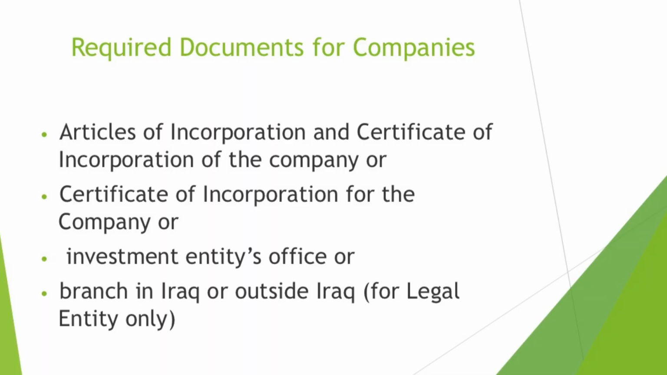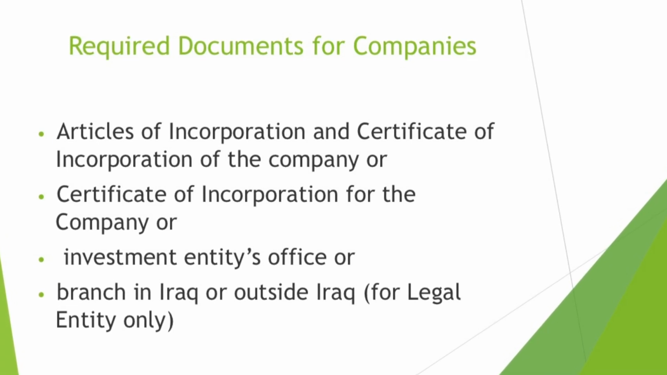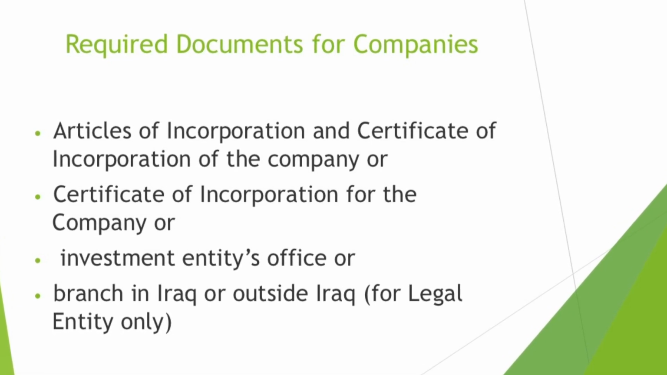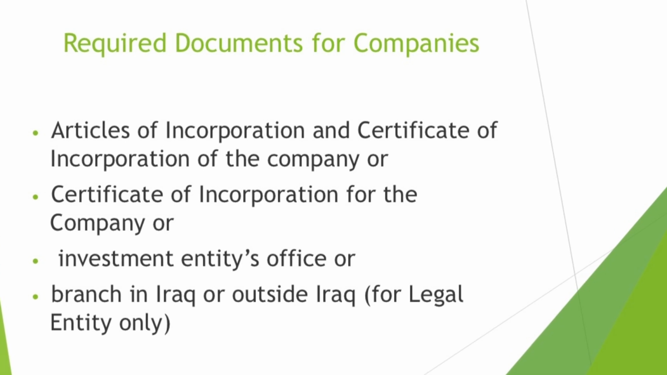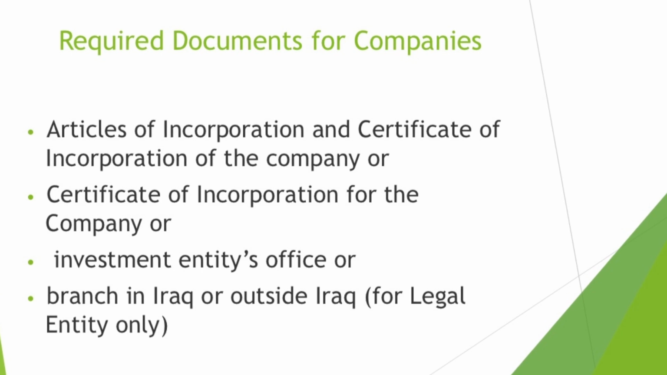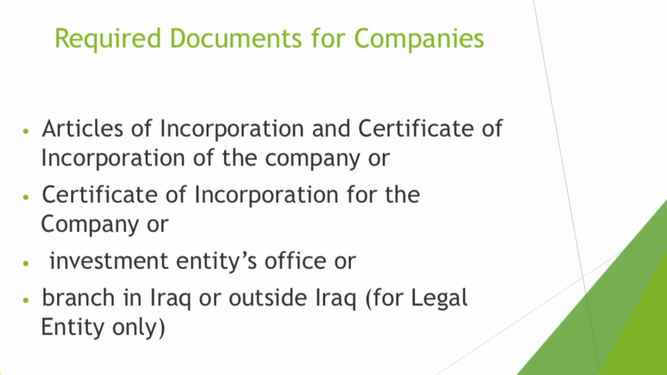These are the documents required from the person. The third type of documents required are the documents for companies. If the investor is not a person, he's a company or she's a company. And these are the documents required from any company, which include the articles of incorporation, the certificate of incorporation of the company or investment entity or office and branch in Iraq.